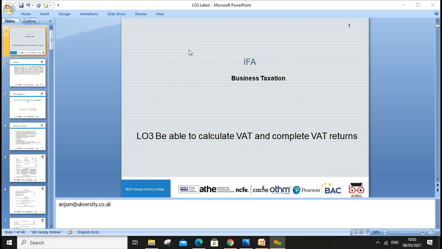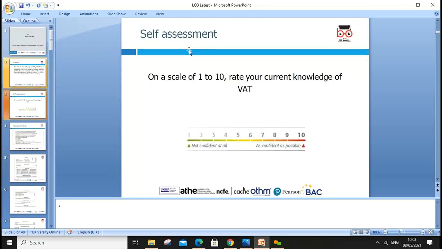So today we'll go through LO3, learning outcome 3, be able to calculate the VAT and complete the VAT return. When we start any activity, it's good to reflect. What do you think, 1 to 10? How much do we know about VAT? 5, 6. 3 for me. Okay, thank you. Thanks for reflecting.